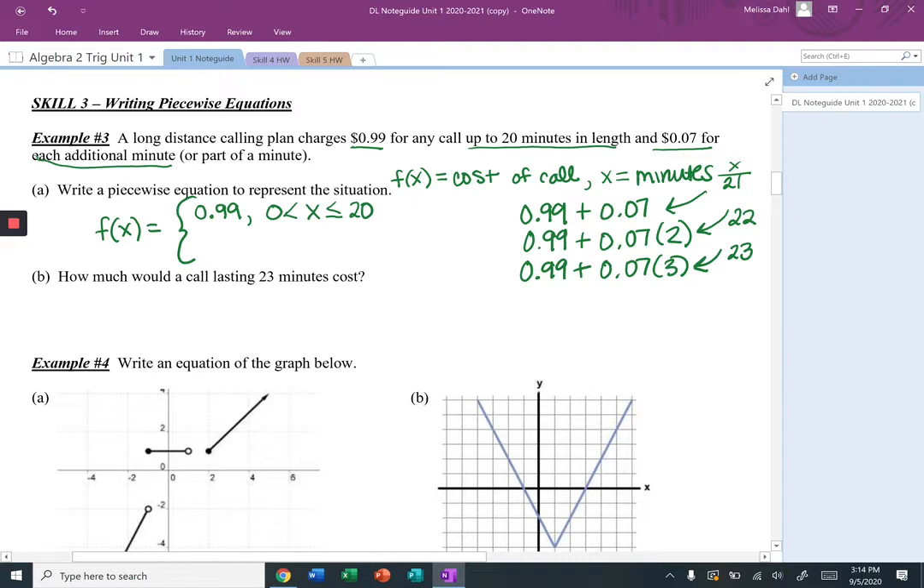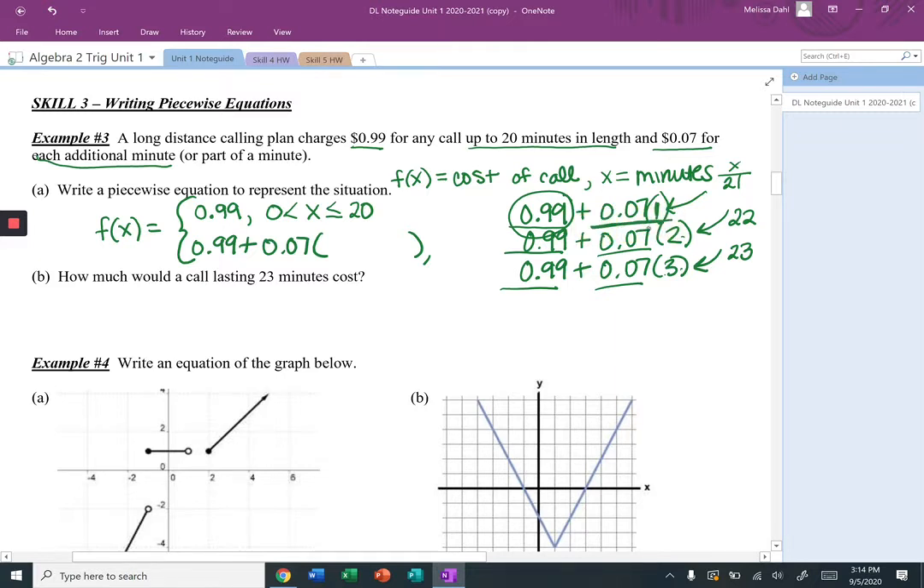Notice what's happening in this expression. They all contain 99 cents, and then they all contain 7 cents being multiplied by something. We could put a 1 right here if we wanted. So I know my equation is going to be 99 cents plus 7 cents multiplied by something. And then what is the something? Notice it is not x. If it was x, this would say 21, 22, 23. You're already being charged for your 20 minutes right here. It's only the additional minutes that are multiplied by the 7 cents.